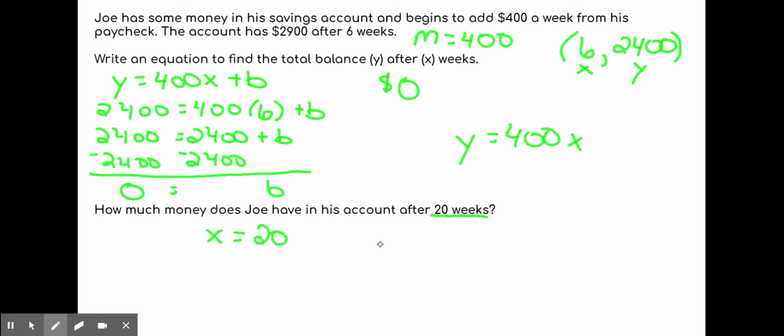So all we're going to do is plug 20 into the equation. So 400 times 20, and we get 8,000. So after 20 weeks, Joe has $8,000. Okay, so now you know, given a point and the slope, how to find B, how to write your equation, and how to use it to find more information.